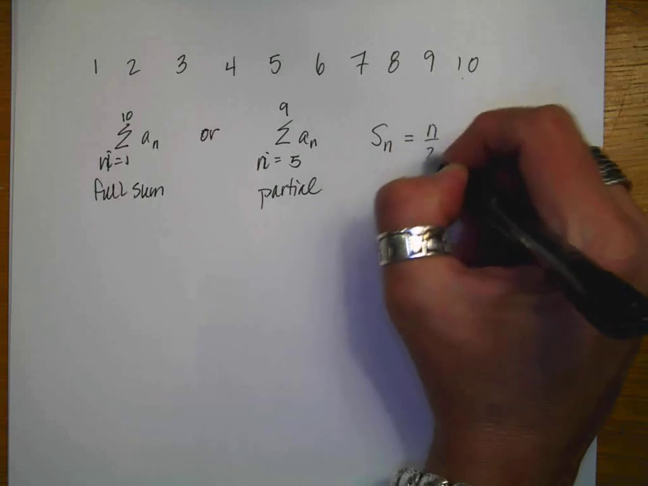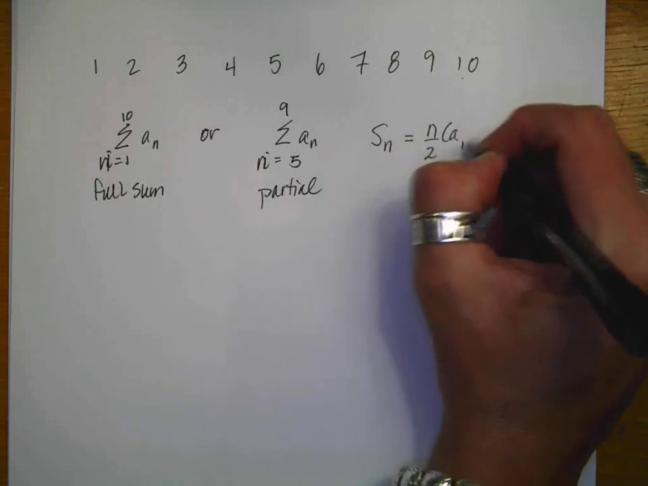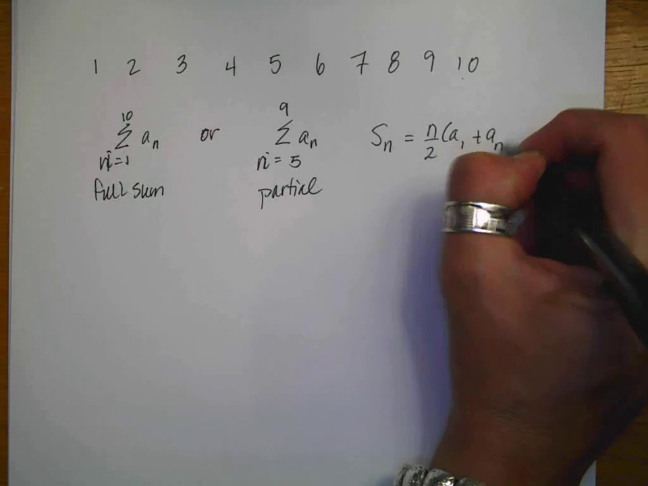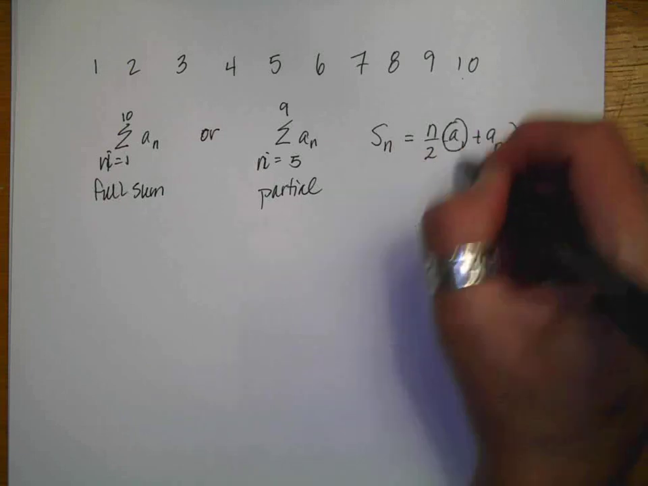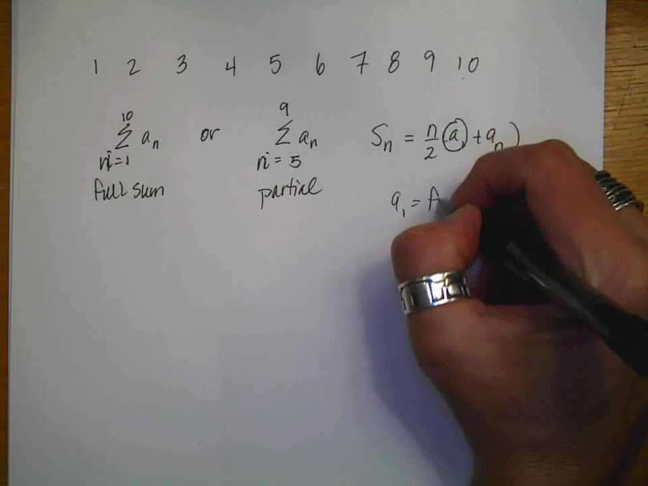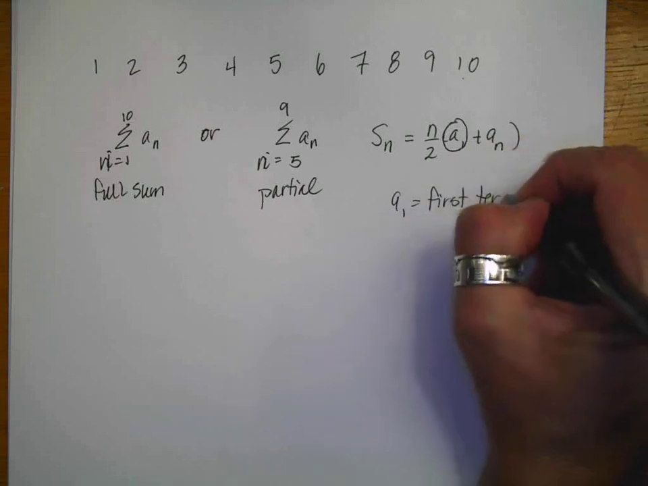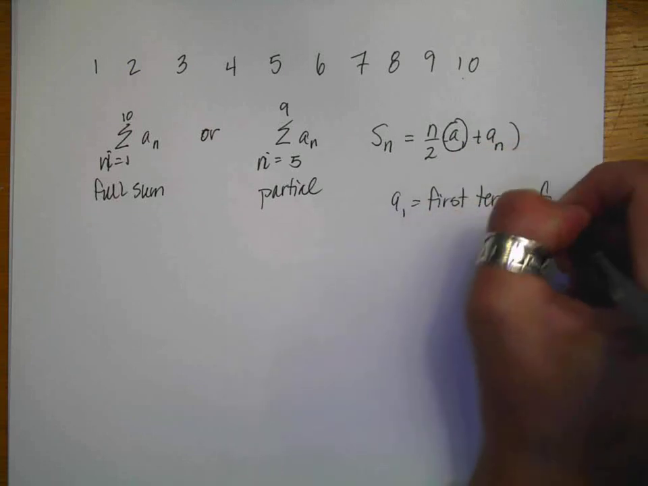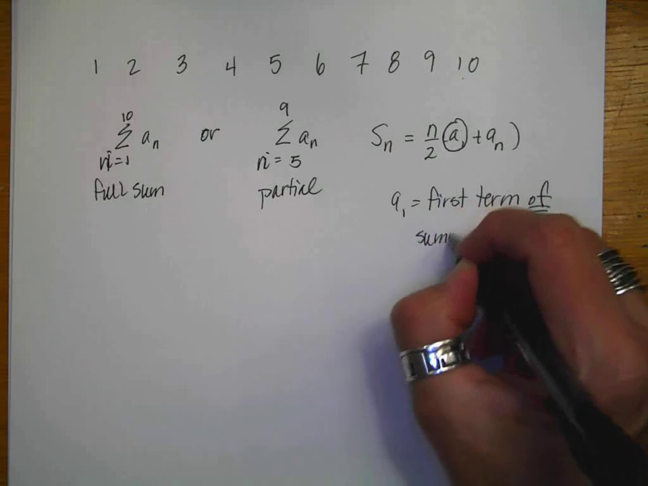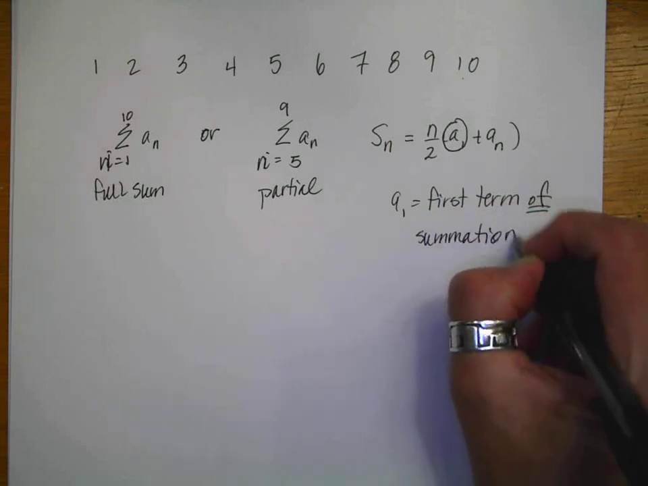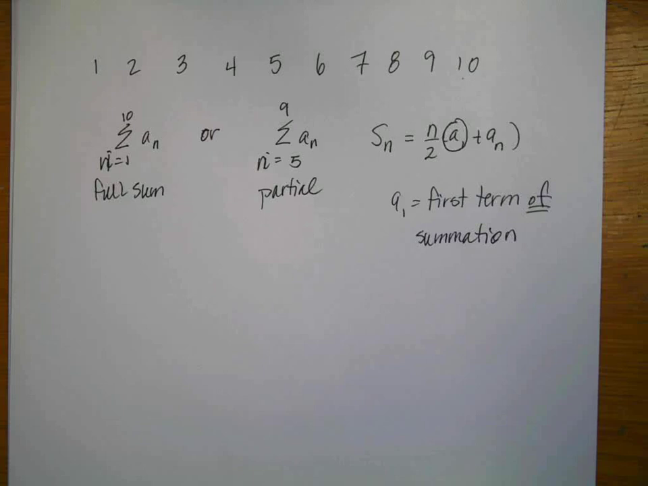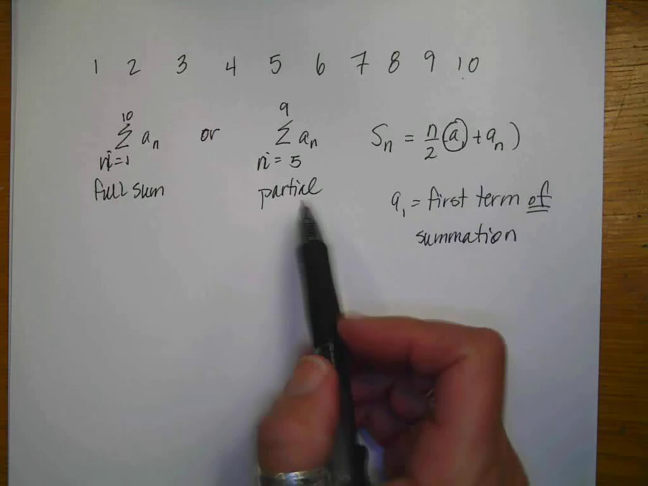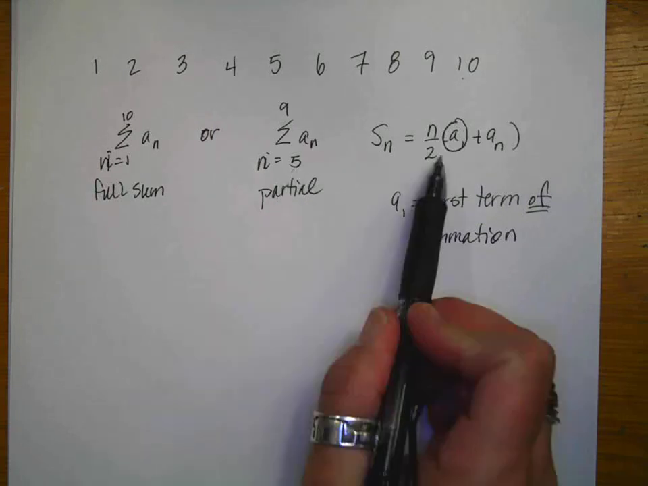So we're going to use our handy-dandy formula, S sub n is equal to n over 2. Here's where the letters get a little bit confusing. This a sub 1 means the first term of, it's important, the summation. It's not the first term of the sequence, it's the first term of the summation.